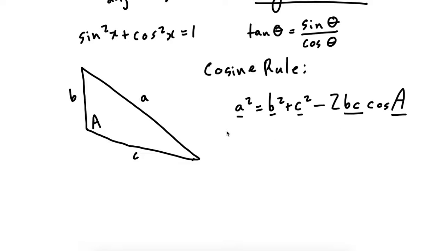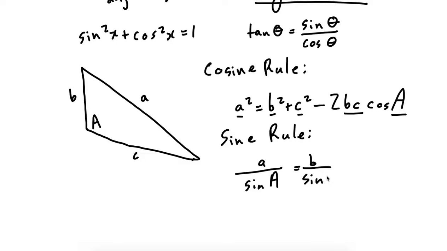And similarly, the sine rule is a over sine A equals b over sine B for any two sides and angles. So also equals c over sine C. And we can rearrange that to give the side or the angle that we need to find. So we will definitely use these at various stages in our work as well. So sine and cosine rule work in non-right angled triangles.